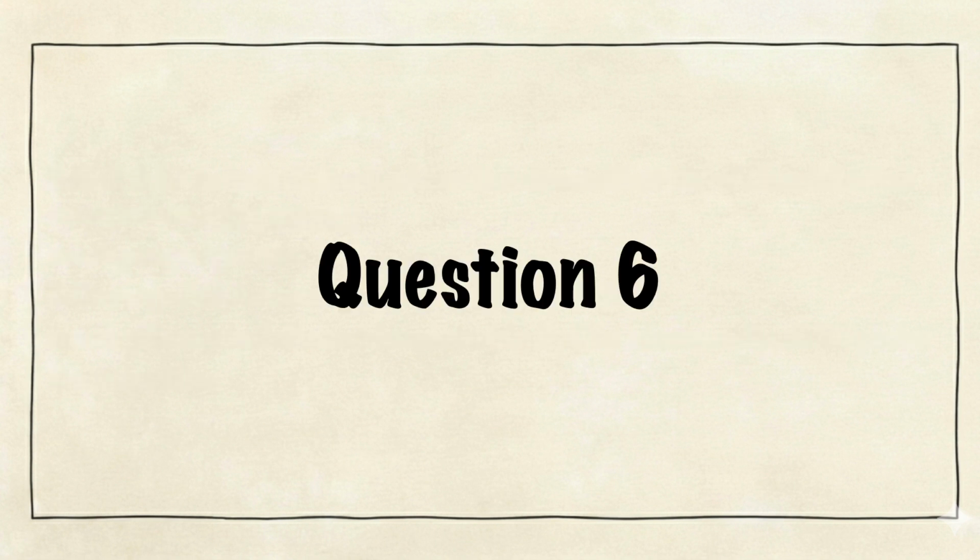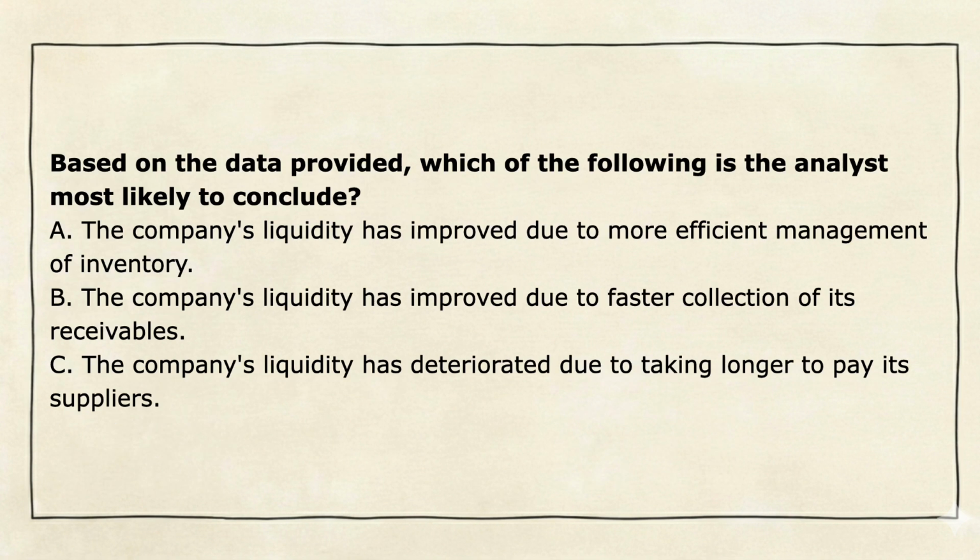Question 6. Based on the data provided, which of the following is the analyst most likely to conclude? A. The company's liquidity has improved due to more efficient management of inventory. B. The company's liquidity has improved due to faster collection of its receivables. C. The company's liquidity has deteriorated due to taking longer to pay its suppliers.